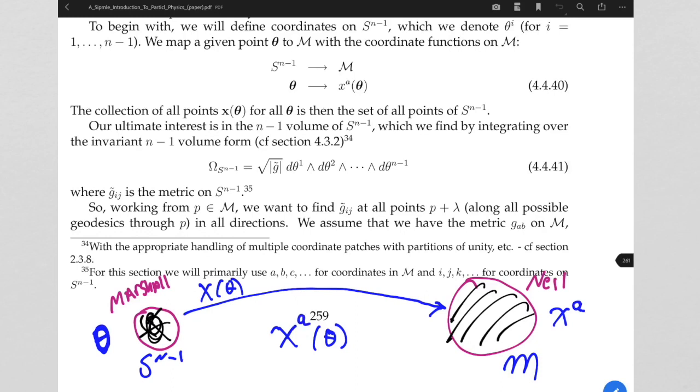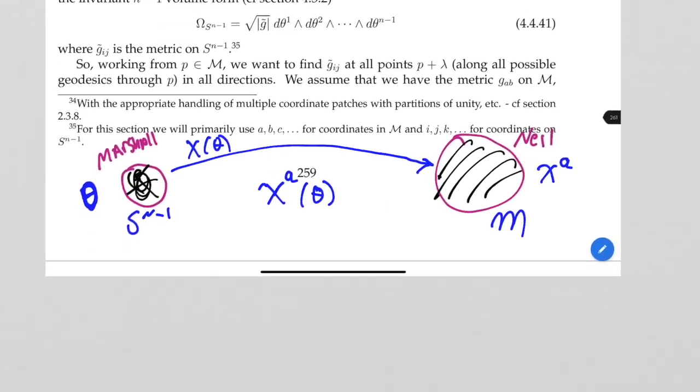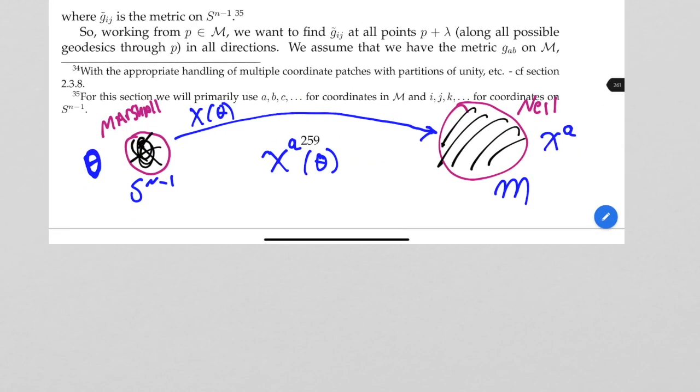But the point is that this function has to return the dimensionality of Neil, which is one greater than the dimensionality of Marshall. Notice I drew Marshall smaller than Neil. This is going to be a one-to-one function, but it's not going to be surjective. It's not going to cover the entire space of Neil. In fact, what's really going on here is more of a picture like this. This is Neil, and this is Marshall.